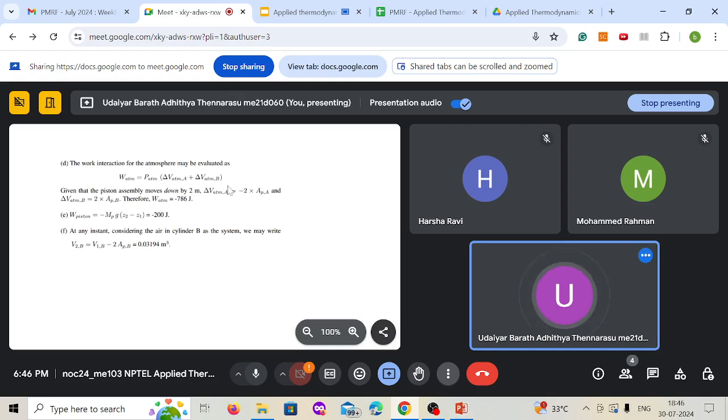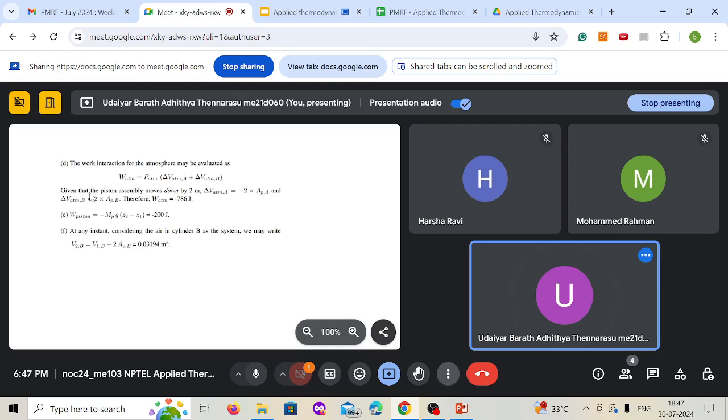So the work interaction from the atmosphere is nothing but P atmosphere into delta V. So that is your atmosphere exerting some pressure. So your work done is P into delta V, PdV. The volume which is getting changed because of the pressure exerted by the atmosphere, that is the amount of work which the atmosphere is doing on the system. So P atmosphere into delta V of system A plus delta V of system B.